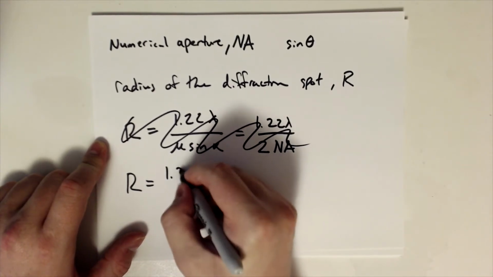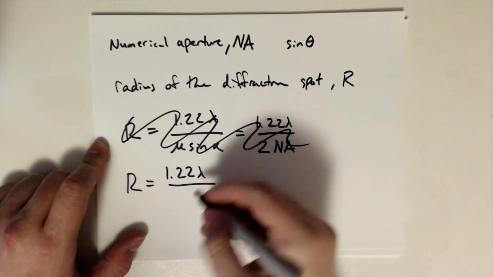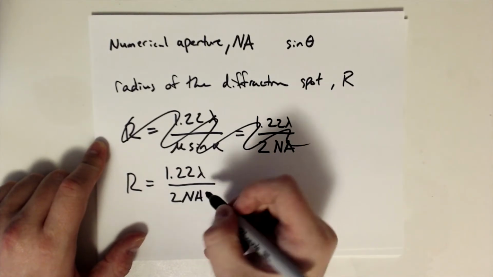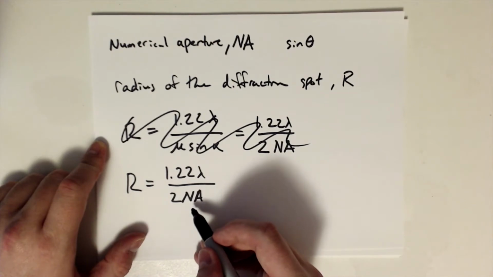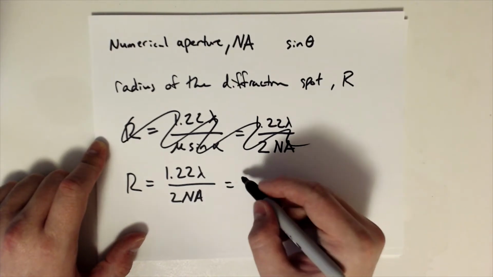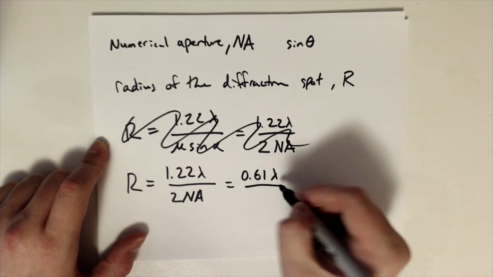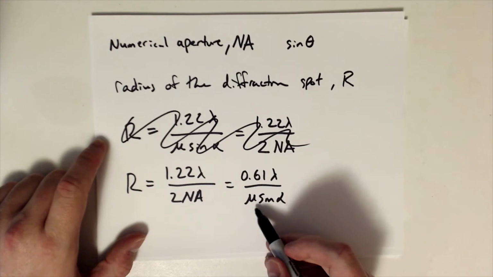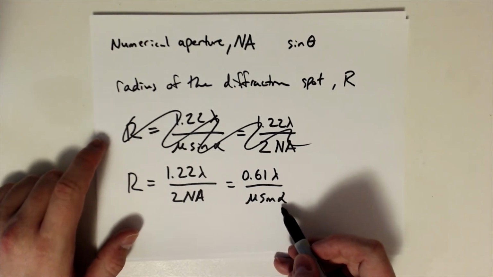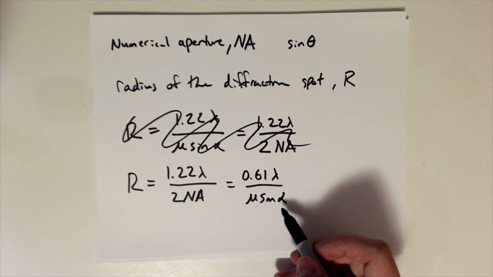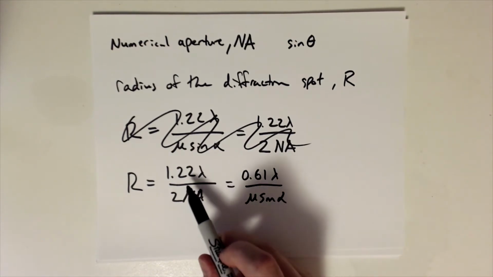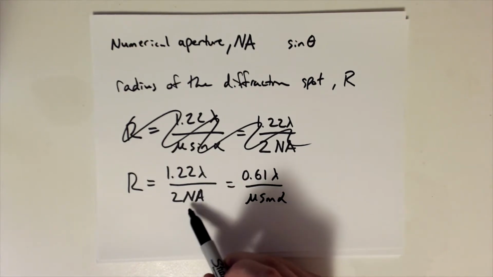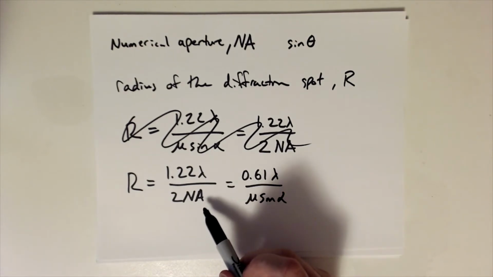So I'm going to redo this. The first expression is related to the wavelength and also the numerical aperture, so 2 times the numerical aperture. And then we can rewrite it as mu times sine alpha, which is our aperture angle. The factor of 2 is where you get the difference between the 1.22 and the 0.61 here. So this just gives us what the numerical aperture actually stands for.